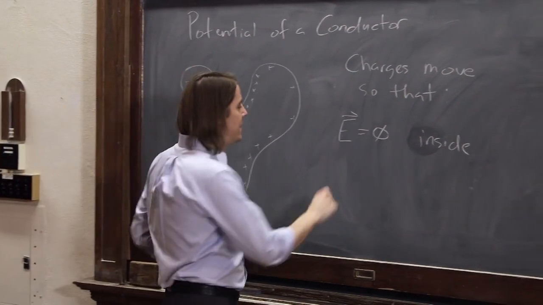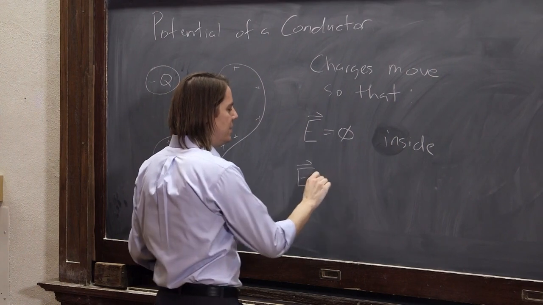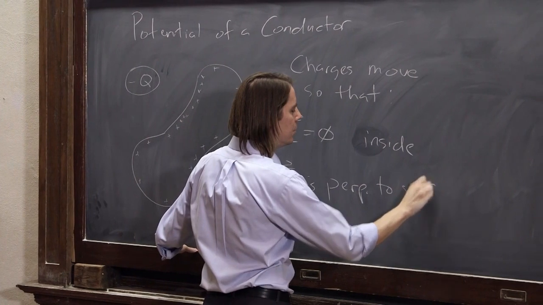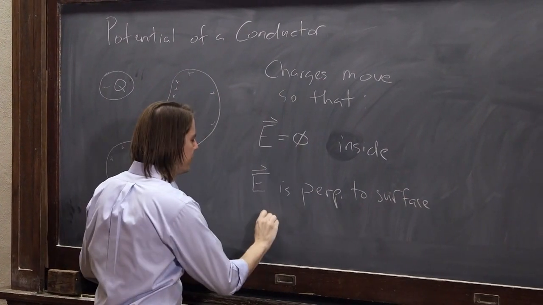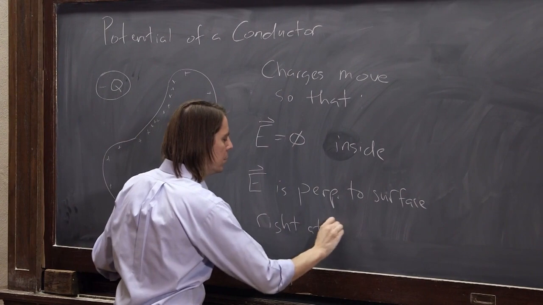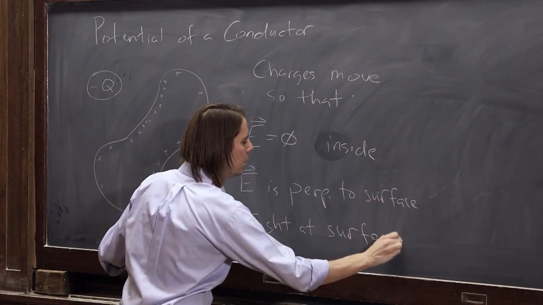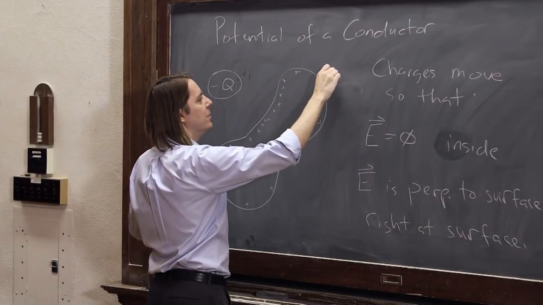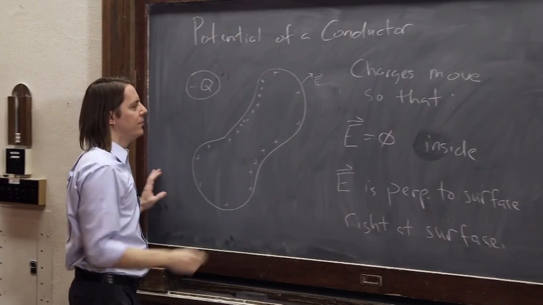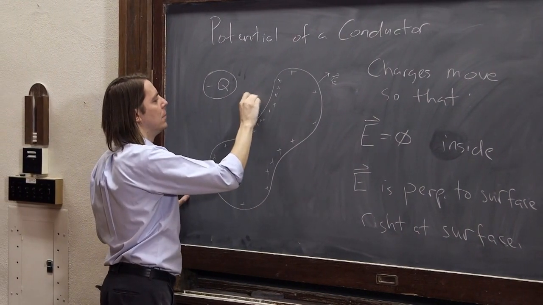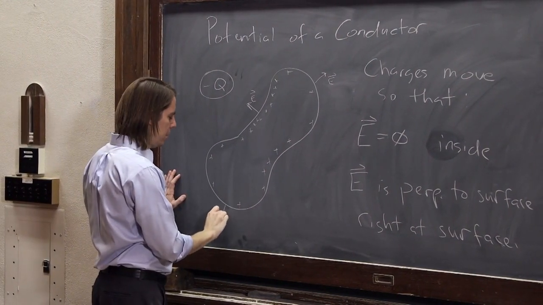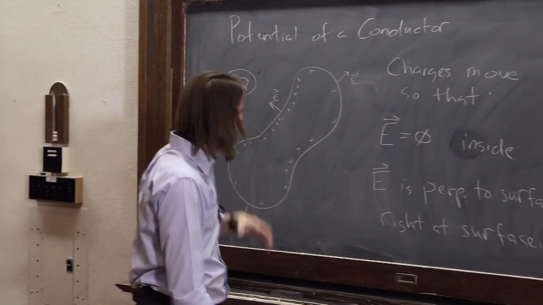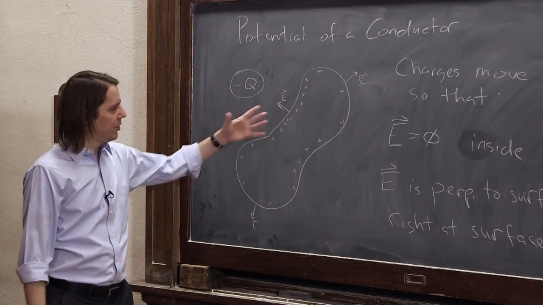And also, the E field is perpendicular to the surface, right at the surface. Okay? So you can have 0 field everywhere inside, and then right when you get out, there's your field. And you can have a field on the outside like that, but it's always perpendicular like that. Okay? That's what we learned when we thought about the electric field and the way a metal, or a conductor, behaves.